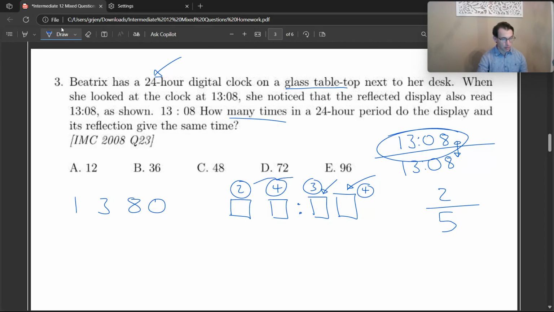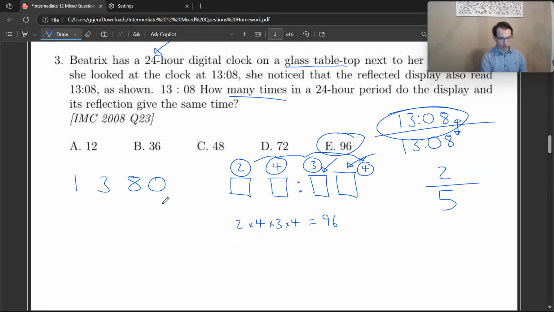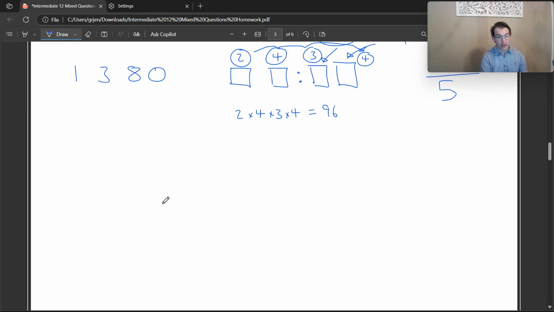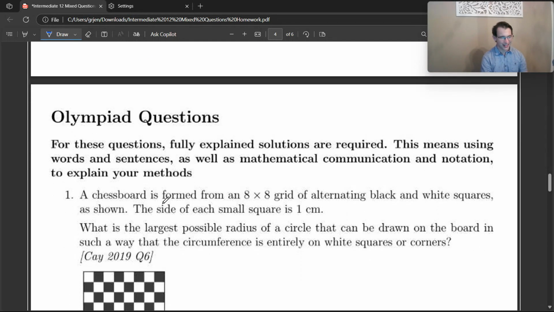So now we multiply all these numbers together, which is 2 times 4 times 3 times 4. To find the total number of options, we just have to multiply the different options at each place. So that gives us the number 96. There it is. Okay, so that's how I would count those. I'm definitely not wanting to list all 96 options.